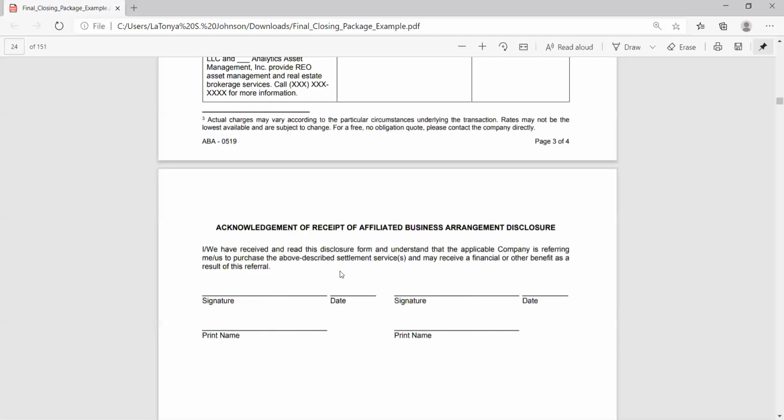Acknowledgement of receipt of affiliated business arrangements. When your signer is signing, they have to sign all of these documents exactly as their name appears on the document. And their ID should be exactly as it appears on the document. But even if their ID isn't exactly as it appears, regardless of anything, however the title company drew up the docs, they have to sign their name exactly. So my name is Latanya S. Johnson. If they add my middle name, I need to write out my whole middle name. I can't just sign Latanya S. Johnson.